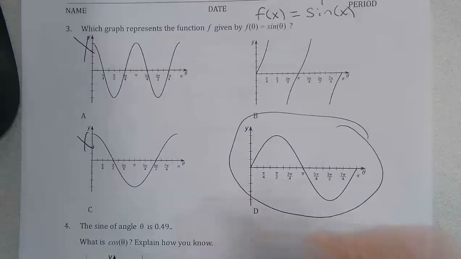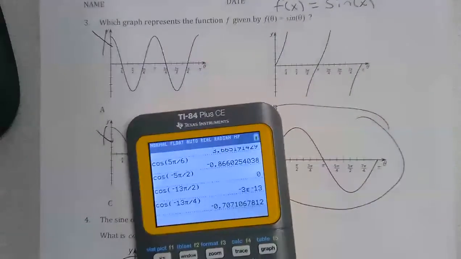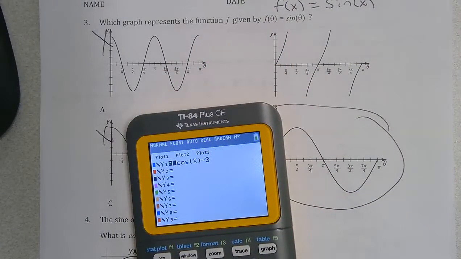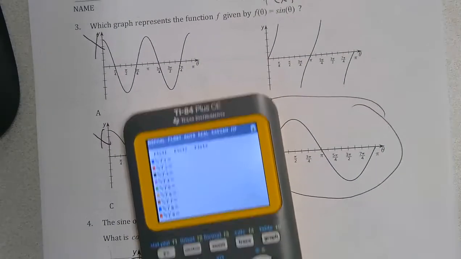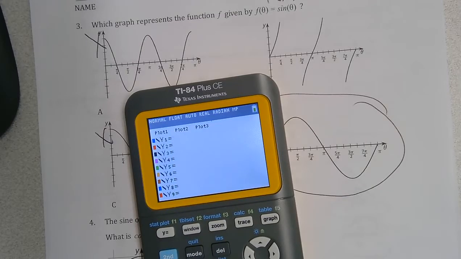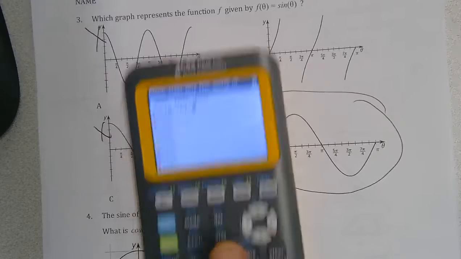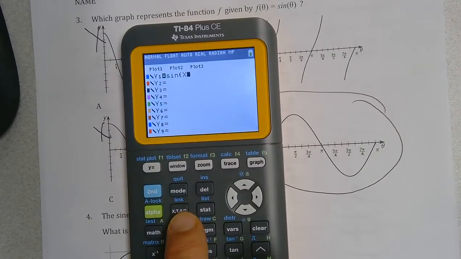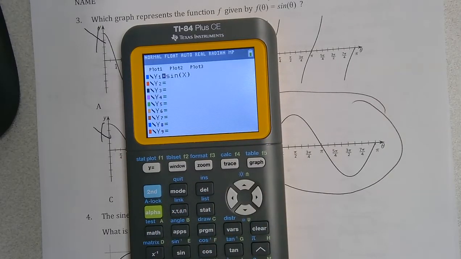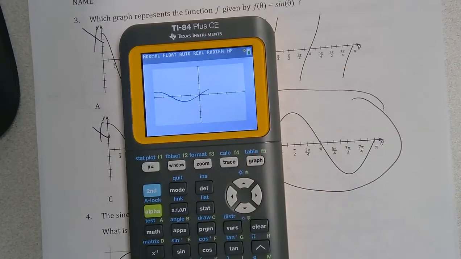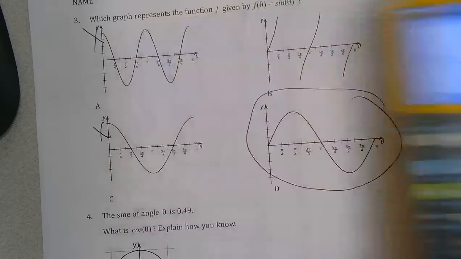But oftentimes, people wonder, am I really right? And you can check that with technology. So I would just type in, what is the sine of x? So here's the sine. And then I just put in x, which is here, which would be x, t, theta, or n. Then I graph it, and that graph does match.